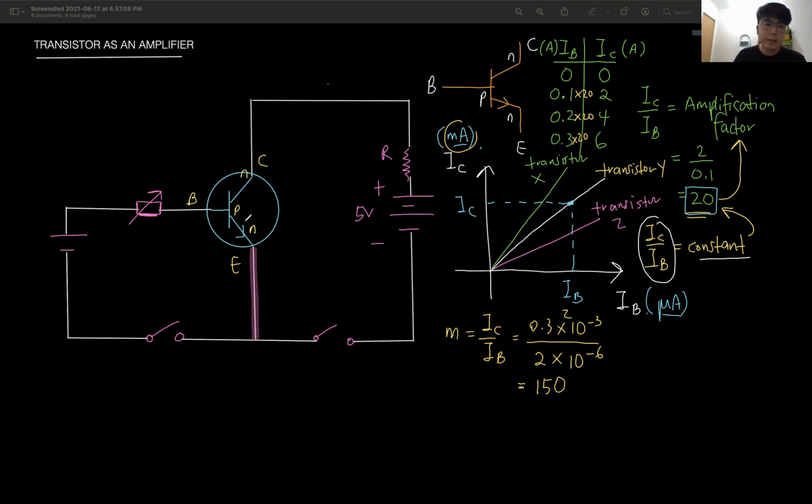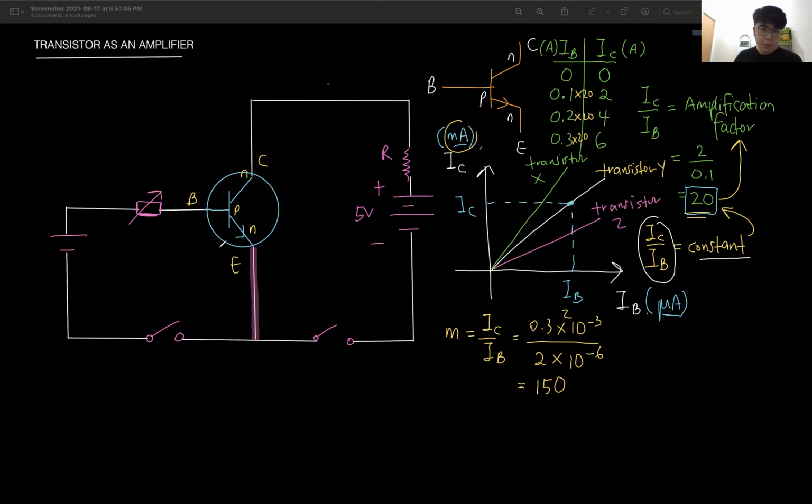Why do we use NPN, not PNP? It doesn't mean that you cannot use PNP. You can use PNP, but normally in an amplifying circuit, we use NPN because electrons flow more easily compared to holes. We said that electrons have higher mobility. They flow better compared to holes. That's why NPN is more common, and usually in the amplifier circuit, you will see NPN.